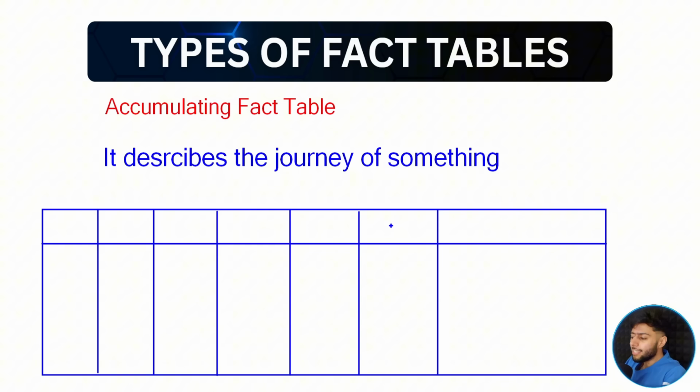So basically this type of fact table describes a journey, like how your order was created, and it will say at this timestamp this was here, at this timestamp this was here, at this timestamp this was here. So when you see a lot of dates in your fact table, that can be called an accumulating fact table, because accumulating fact tables will tell you the journey of something. That's why you see a lot of dates in some kinds of fact tables.